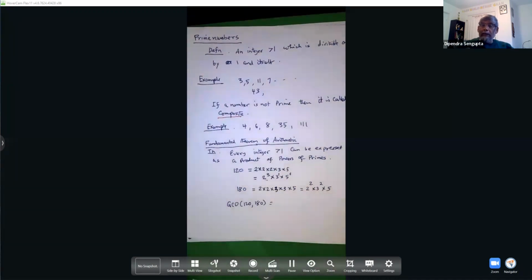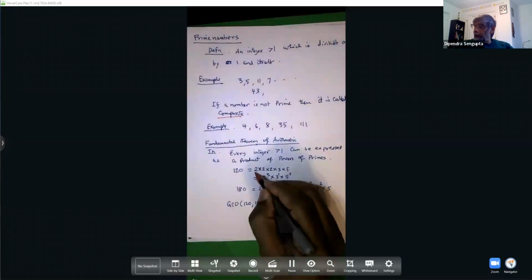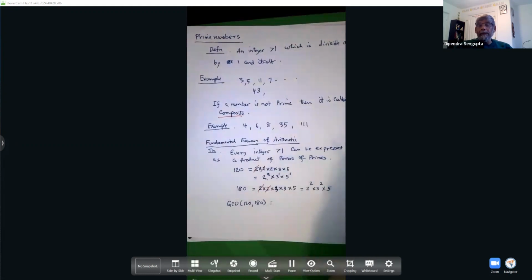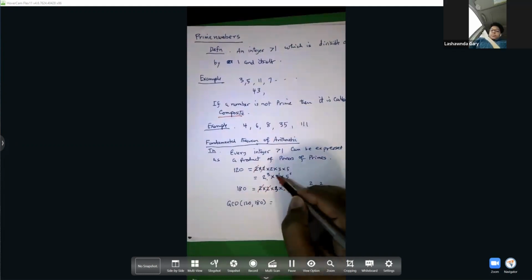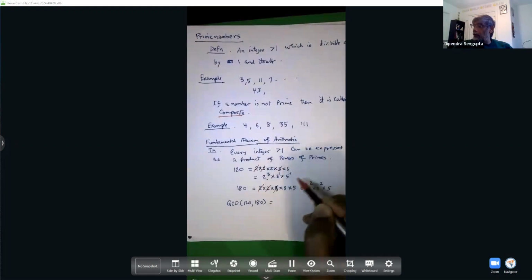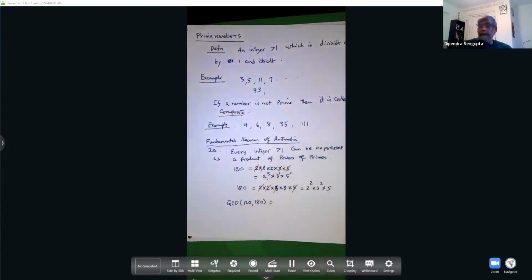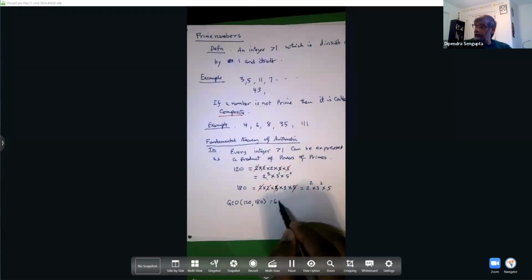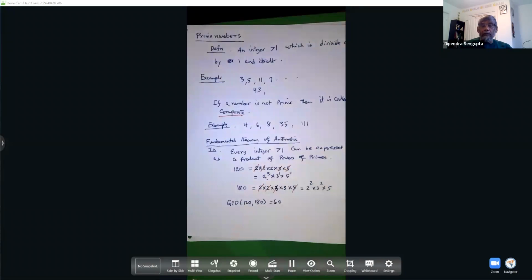So the greatest common divisor. Here is a 2, here is a 2, here is a 2, here is a 2. Common. And then you have 3 here, 3 here, 5 here, 5 here. Those are the greatest common divisor, no more than that. So what is the answer? 60. 2 times 2 times 3 times 5, which is 60. That's one way to find the GCD.